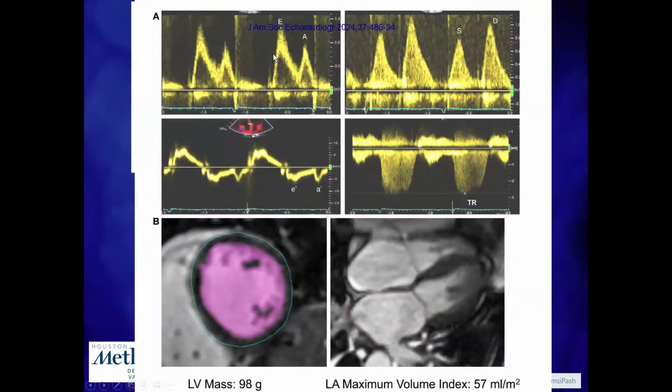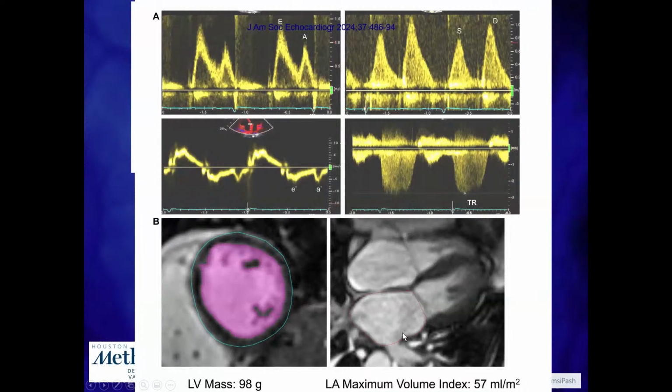We can see this patient who has a tall E wave and an A wave with an E to A ratio more than 1.2. He has an S less than a D wave on the pulmonary vein velocity, markedly reduced septal e prime velocities, and an increase in the TR jet velocity, consistent with diastolic dysfunction, grade 2 with elevated filling pressures. And then this is the corresponding MRI of the patient, calculating the left ventricular mass and the left atrial maximal volume index.